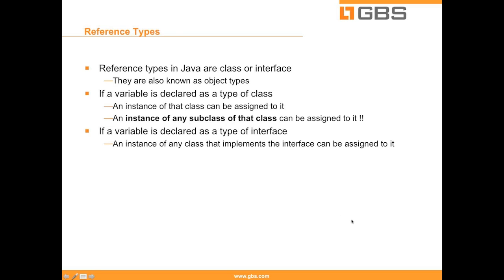We also have reference types that are class or interface, and these are typically the object types when we talk about instantiating an instance of a particular object. Any instance of that class can be assigned to it. And this is where hierarchical polymorphism comes in. Any instance of any subclass of that class can also be assigned to it. That's when you get into the true object-oriented nature of Java, where you can instantiate or cast a class to any of its subclasses. If a variable is declared as a type of interface, an instance of any class that implements the interface can be assigned to it.